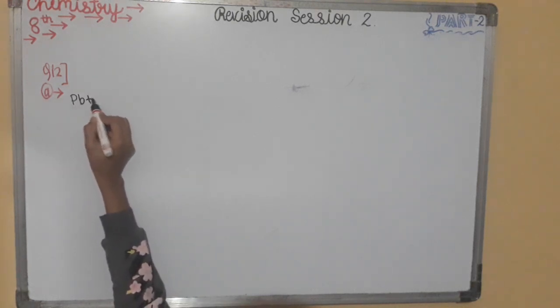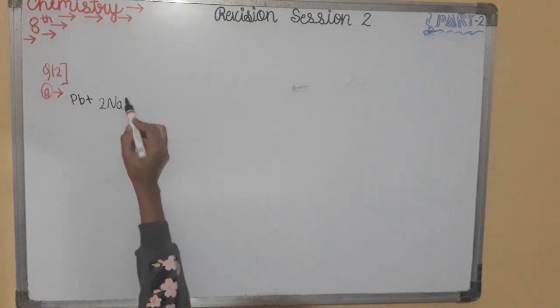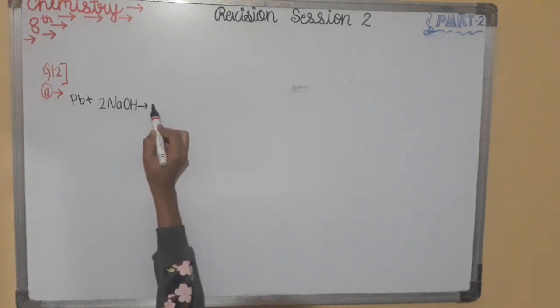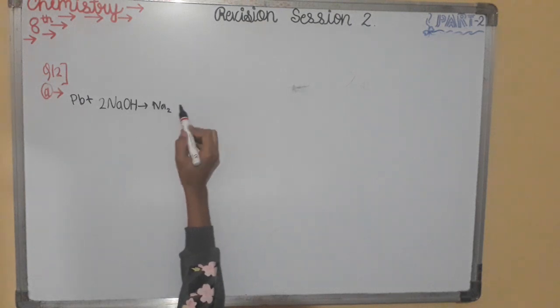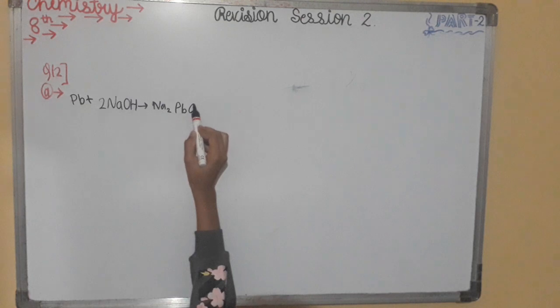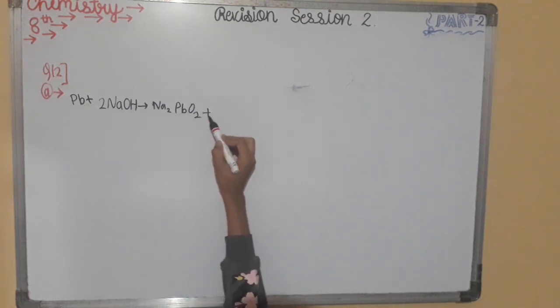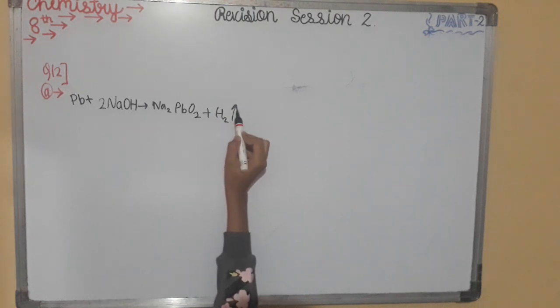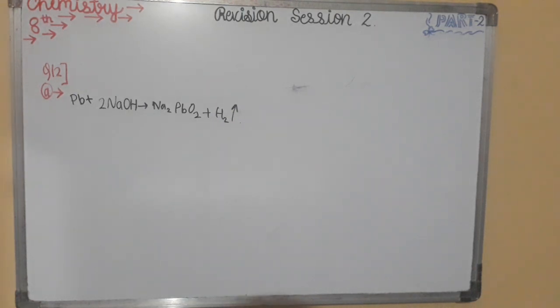Sorry. The reaction we can write for lead: Pb plus 2NaOH gives Na2PbO2 plus H2. This is the reaction by the metal lead.